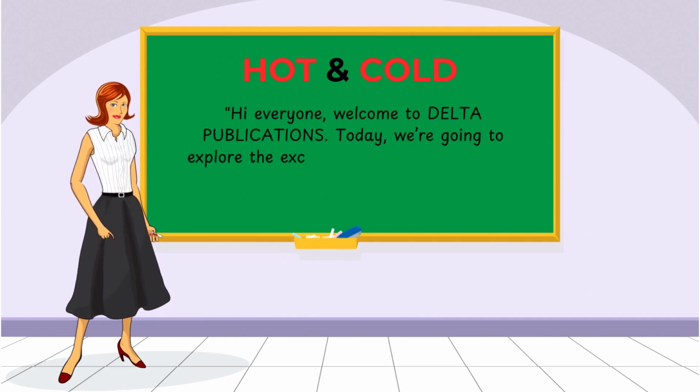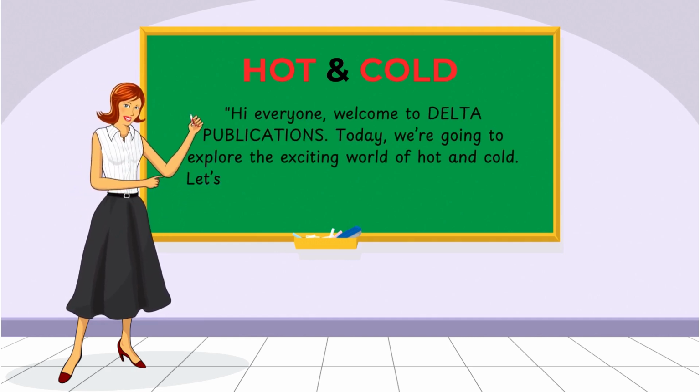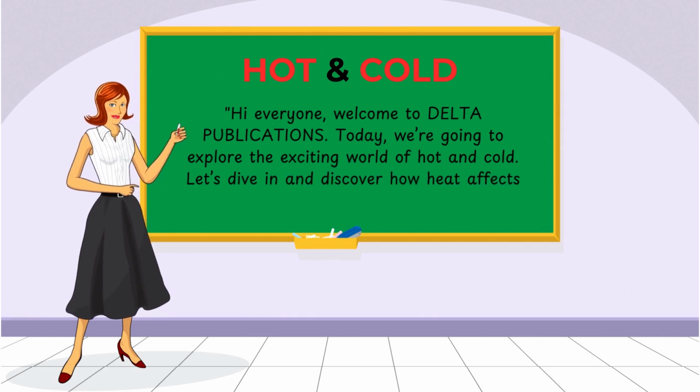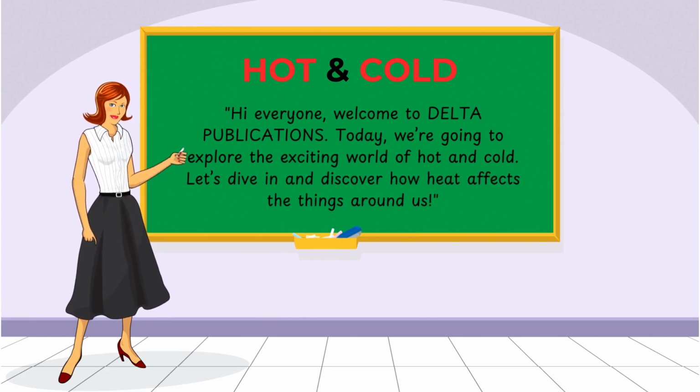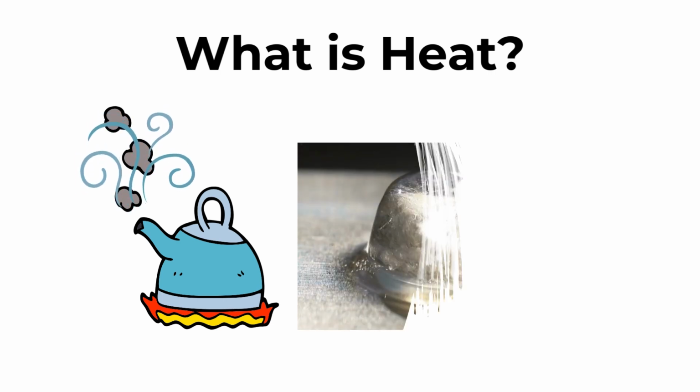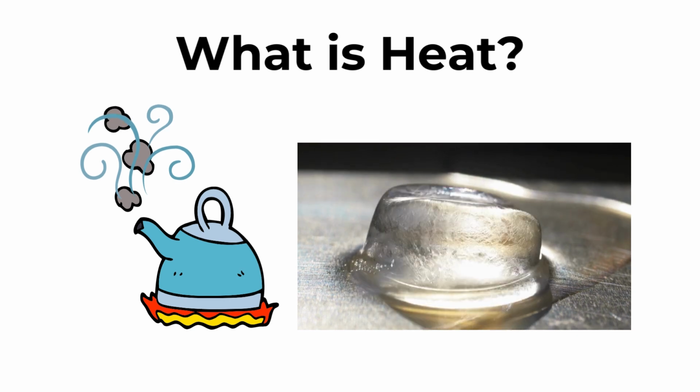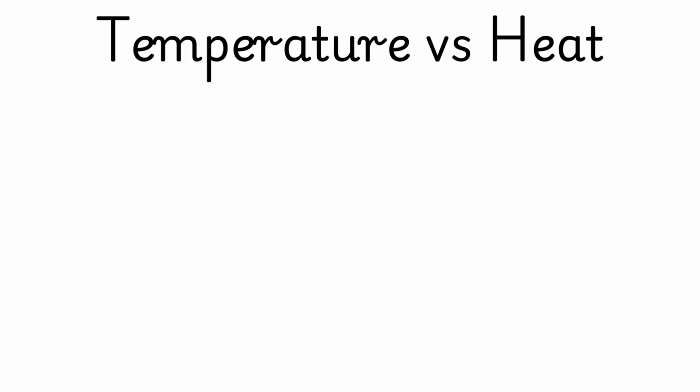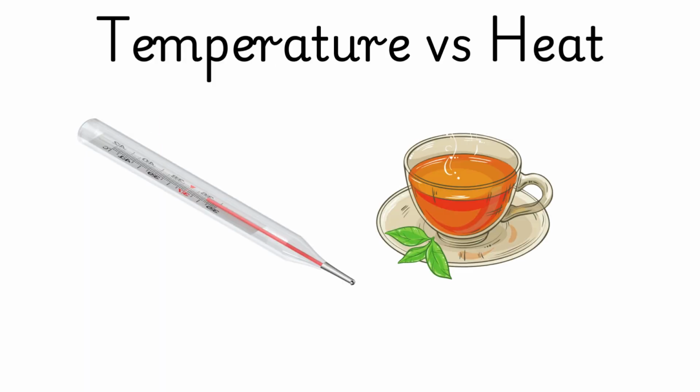Today, we're going to explore the exciting world of hot and cold. Let's dive in and discover how heat affects the things around us. So, what is heat? Heat is the energy that flows from one object to another when they are at different temperatures. In simple terms, heat always moves from something hot to something cooler, just like the way ice melts when it touches warm hands.